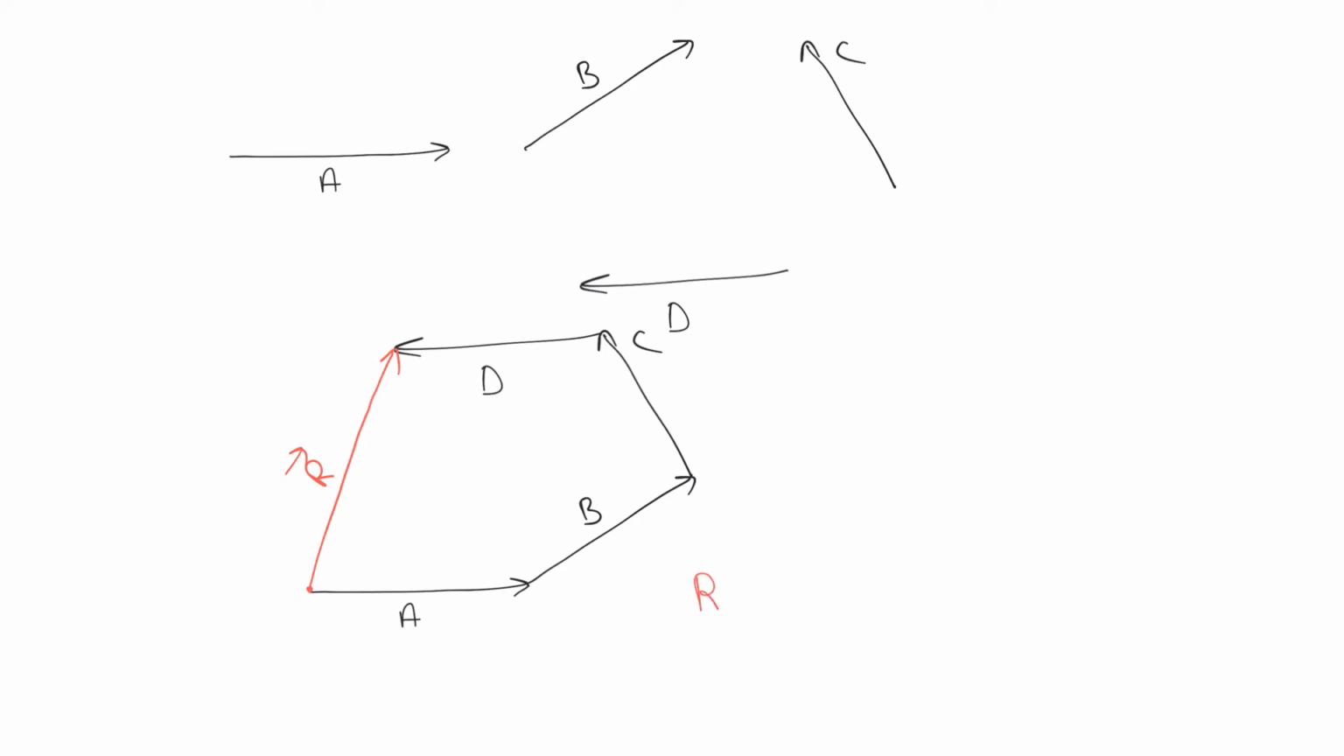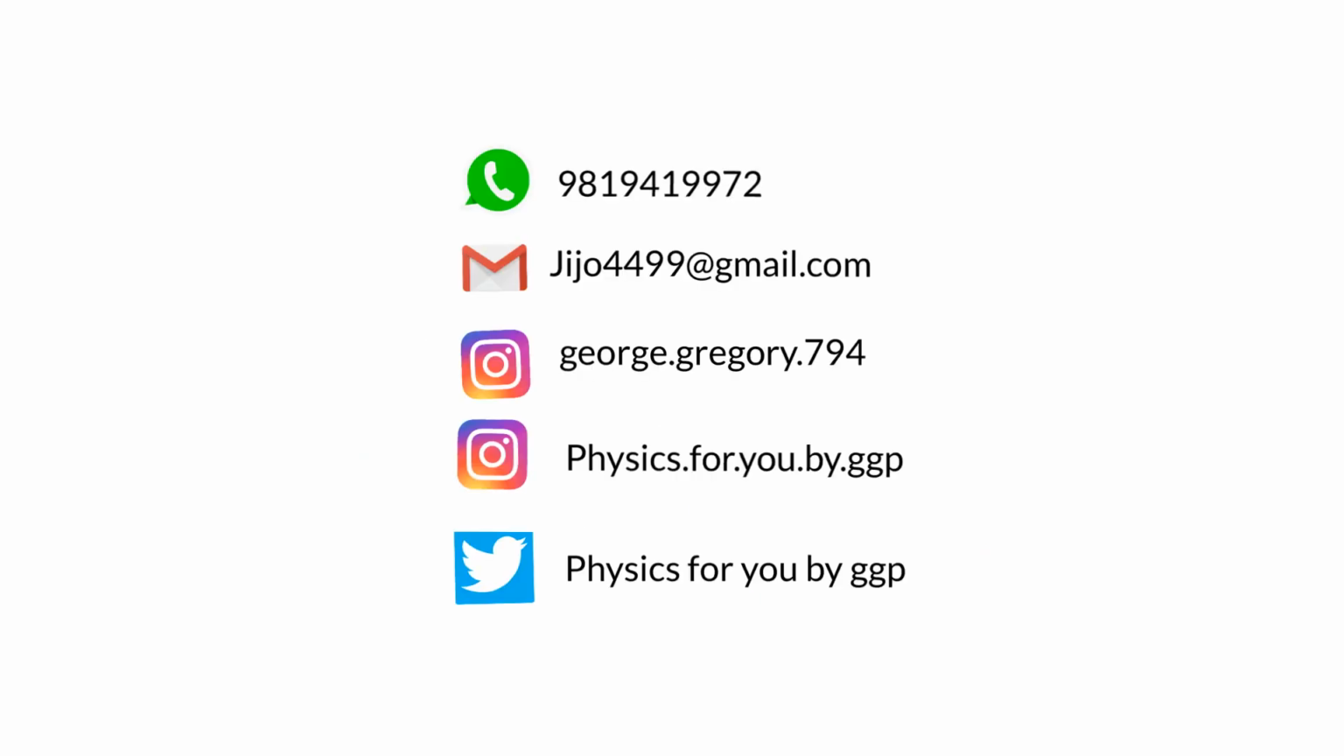You can write here that r vector is equal to a vector plus b vector plus c vector plus d vector. So by using the pictorial method, we can add two vectors or more than two vectors. I hope you understood how to add vectors by using the pictorial method.